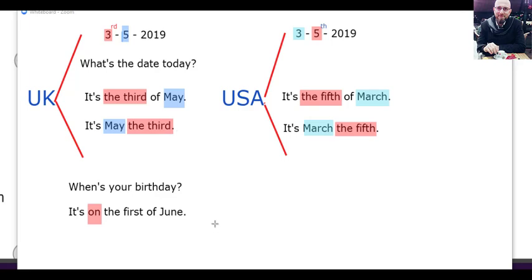So this is how we ask questions. What's the date today? You answer it's the 3rd of May. You start with the day, or it's May the 3rd. You start with the month. And this is the British way, and this is the American way. And here, when's your birthday? It's on the 1st of June. Okay, let's go to the book again.